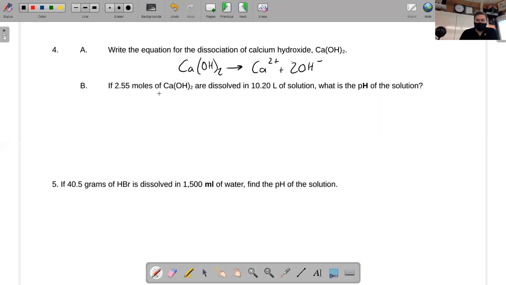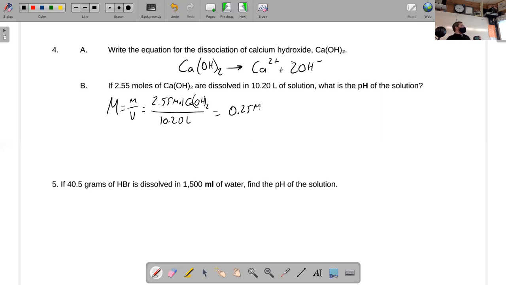We've got 2.55 moles of calcium hydroxide in 10.2 liters of solution. With that, we can figure out the molarity. The molarity is the number of moles divided by the volume. So if I take the 2.55 moles of calcium hydroxide and divide that by 10.2 liters, that'll tell me what the molarity of the calcium hydroxide solution is. 0.25 molar. But that is the concentration of calcium hydroxide.